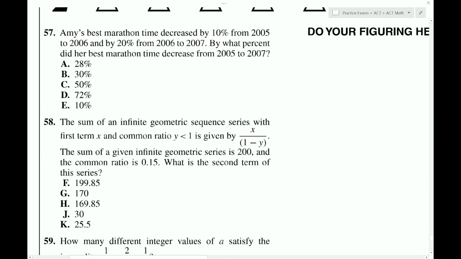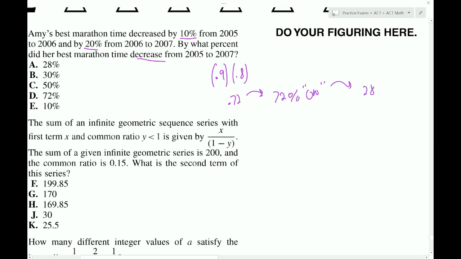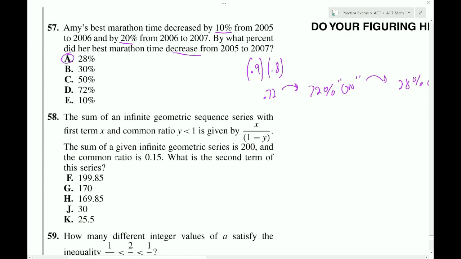Amy's best marathon time decreased by 10%, and also then by 20%. So by what percent did it decrease altogether? A 10% decrease is 0.9 as a multiplier. A 20% decrease is 0.8. So we simply have to multiply those together. You get 0.72. Keep in mind that this corresponds to 72%, and so therefore this corresponds to a 28% decrease. So that's answer choice A.